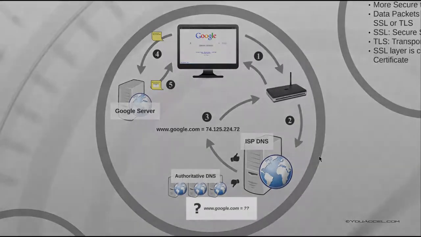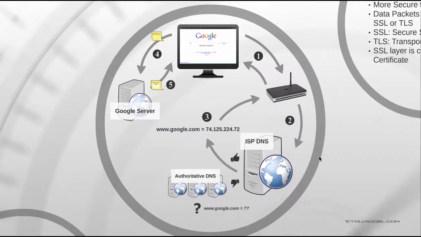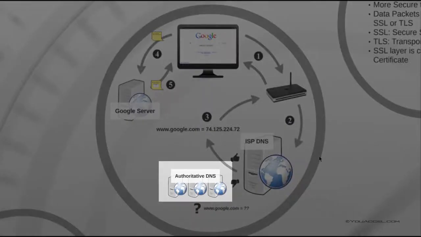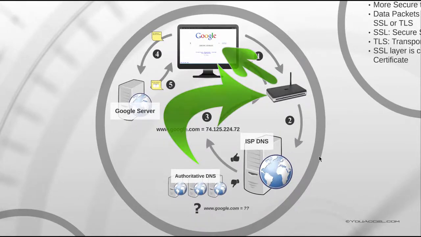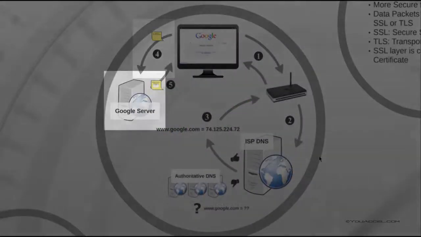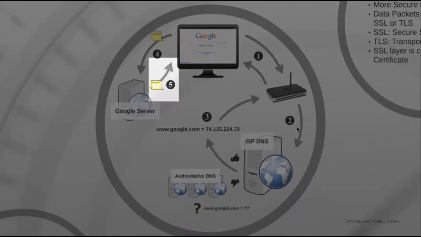Sometimes your ISP may not be able to locate the IP in their DNS records. At this point, your ISP would take it a step further and query other authoritative DNS servers for the IP. Once the IP is found, it sends this data back to your web browser. Your web browser then sends a GET request to the IP address. And if the request is successful, the contents of the web page are delivered through data packets and displayed in your web browser.